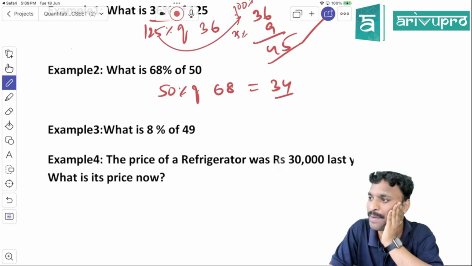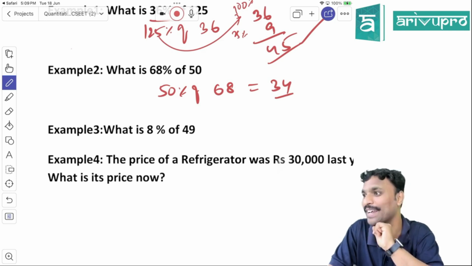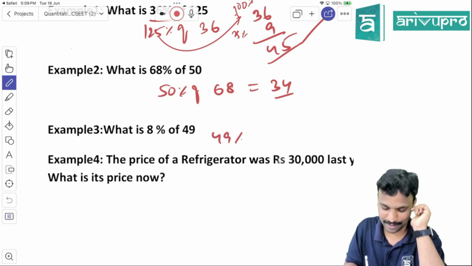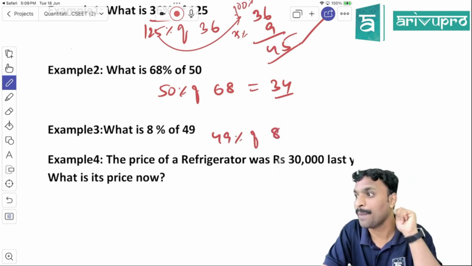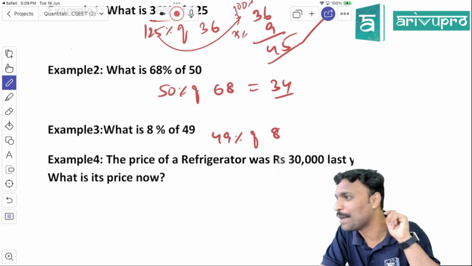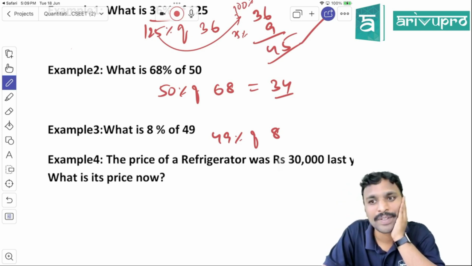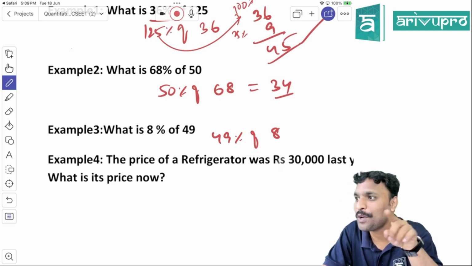Why am I saying 49%? Because 49% is closer to what? 50. So we'll do 49% of 8. First of all, find out 50% of 8. 4. Now 1% we have to subtract. What is 1% of 8? 0.08. 4 minus 0.08.